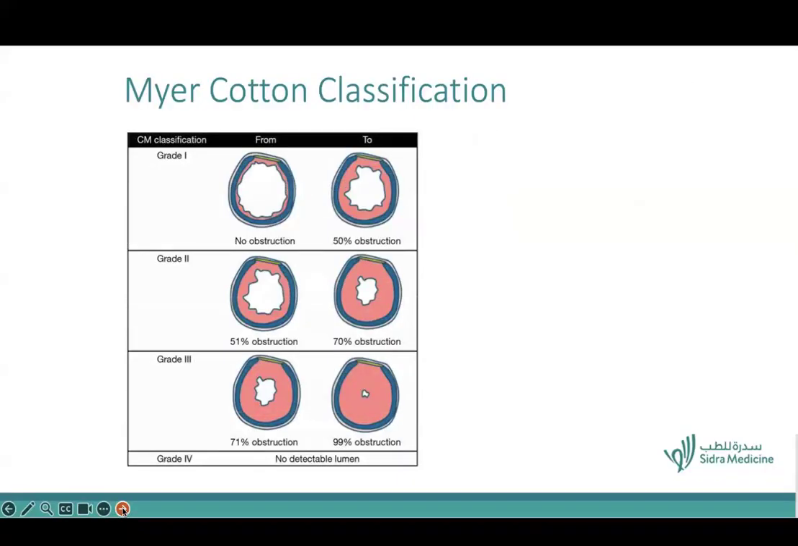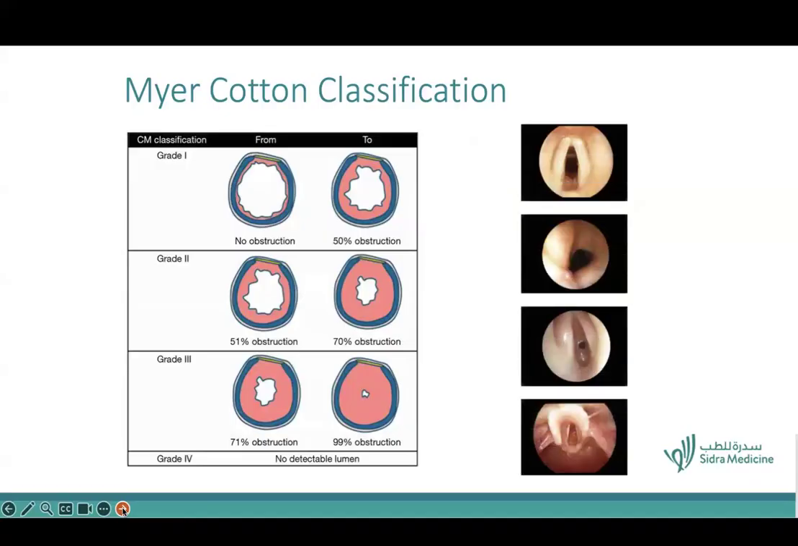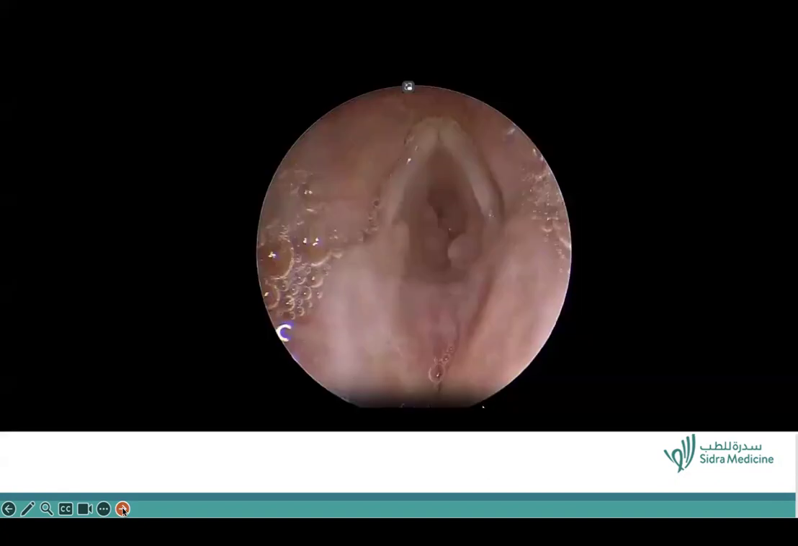Okay. So there's a Meyer-Cotton classification that looks at the degree of the stenosis or the obstruction. A grade 1 stenosis being 0 to 50%, a grade 2 stenosis being 51 to 70%, grade 3, 71 to 99%, and a grade 4 stenosis essentially means that there's no detectable lumen.